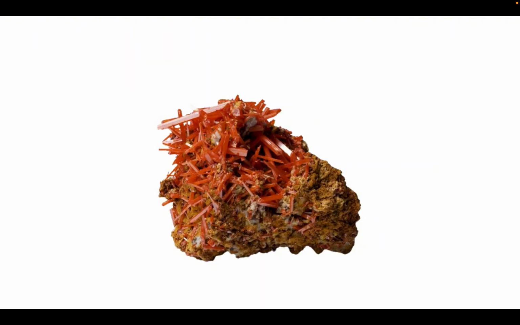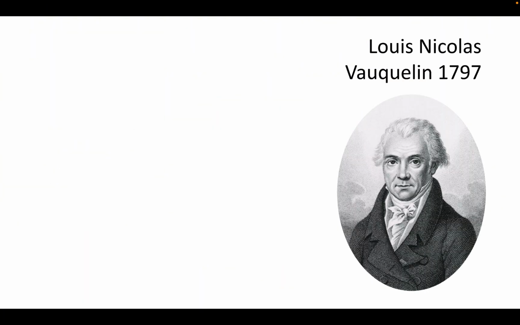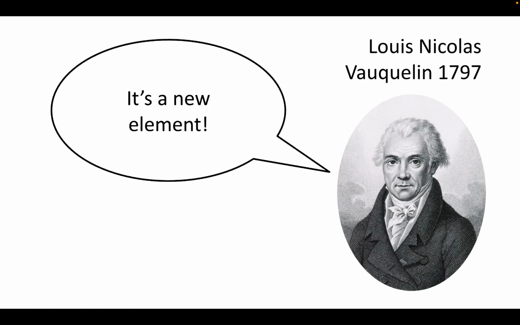German miners found this specific crystal and deemed it Serbian red lead. They were wondering what made it have such unique properties, and they thought it was either lead, arsenic, or molybdenum. It wasn't until 1797 when Louis-Nicolas Vauquelin discovered that it was actually a new element.